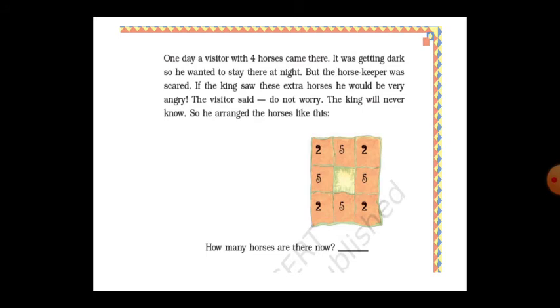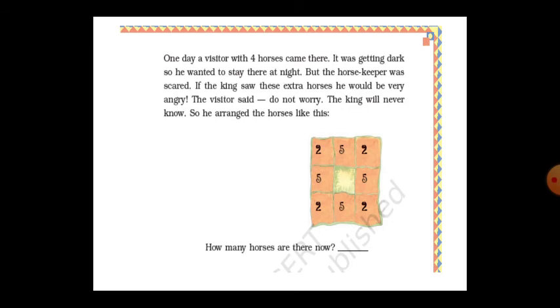It was getting dark, so the horses wanted to stay, and the horses also wanted to take rest. So for that purpose, he kept the horses right there. But the horse keeper got scared, because if the king saw the extra horses, the king would obviously be angry. So he is telling this, but the visitor told, "Don't worry, I will arrange."